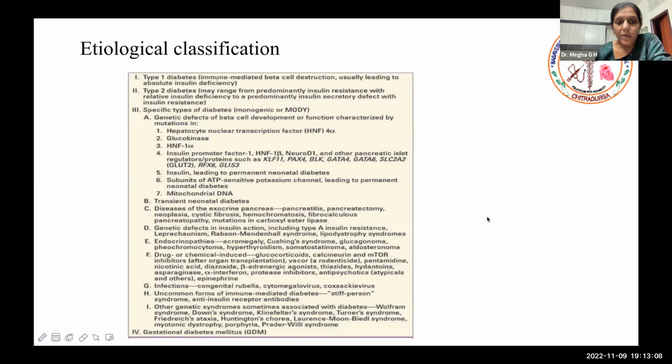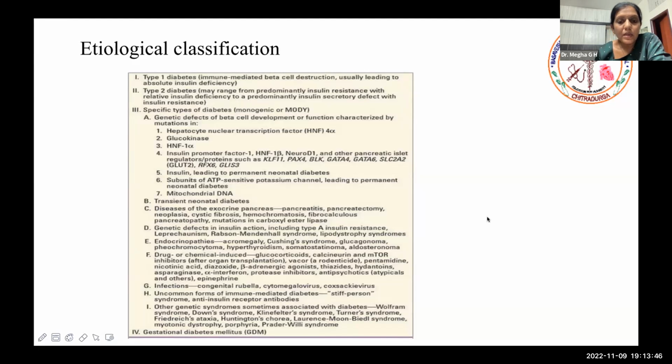There's transient neonatal diabetes, and diseases of the exocrine pancreas can also lead to diabetes, like pancreatitis, pancreatectomy, neoplasia, cystic fibrosis, and so on. Certain genetic defects in insulin action, which include type A insulin resistance, Rabson-Mendenhall syndrome, and lipodystrophy syndromes, can also lead to diabetes mellitus. Some endocrinopathies are also accompanied with the manifestation of diabetes mellitus, like acromegaly, Cushing syndrome, glucagonoma, pheochromocytoma, and others. Certain drugs and chemicals can induce diabetes, like excessive utilization of glucocorticoids, antipsychotics, thiazides, and a long list of other drugs.